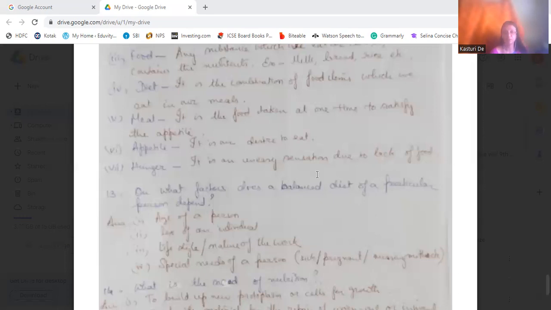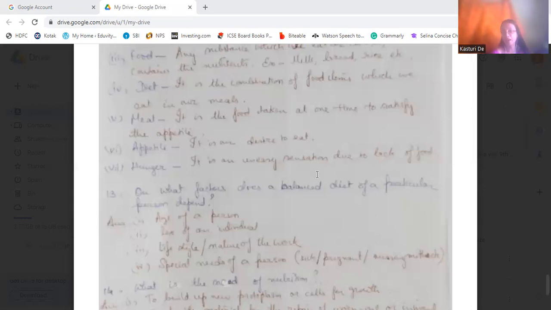Like that. And even the 20 years old, they require less fat, but 5 years old, they have to take more fat. So a balanced diet depends on the age of a person. Then the size of an individual. If a person is very tall, that person will take some other balanced diet. A person who is short will take a lesser amount of some nutrients, like that.